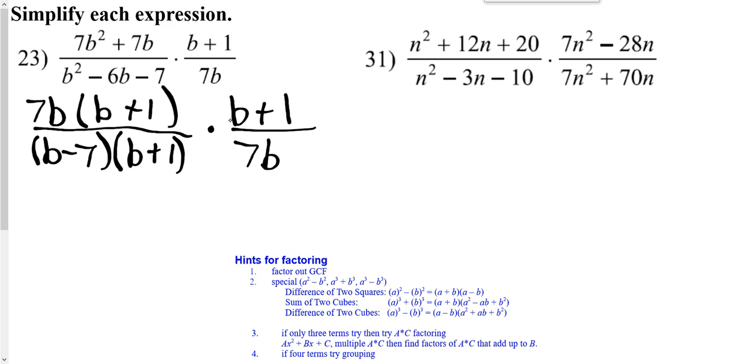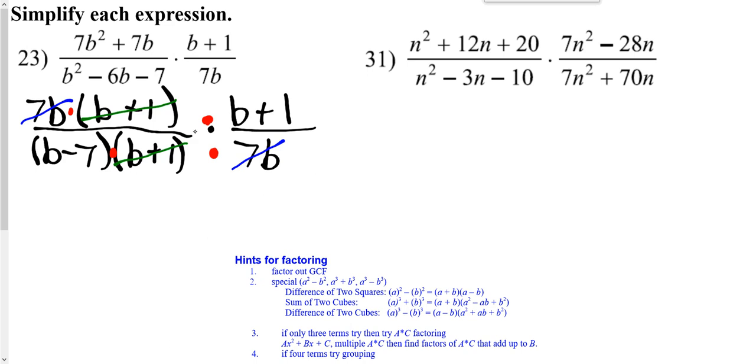Now, we have the 7b times this, and we have these multiplied together times this. So now, anything that's multiplied by the top and multiplied by the bottom, we can cross out. We have a 7b here and a 7b here. Now we can also go ahead and cross out a b plus 1 times the top here and a b plus 1 times the bottom here.